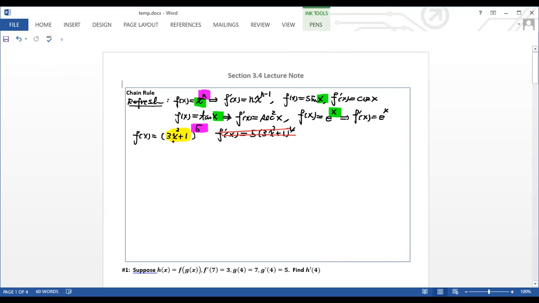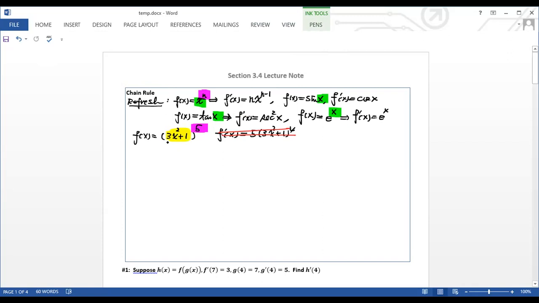Of course, you can say, I can FOIL the 3x squared plus 1 to the 5th power. Yes, you can do that, but it might take you at least maybe 20 minutes to just FOIL the 5th power. If I have a 10th power, it might take forever to FOIL that out, right? So this is where the chain rule will come in.